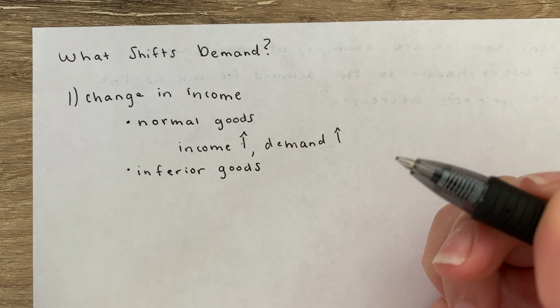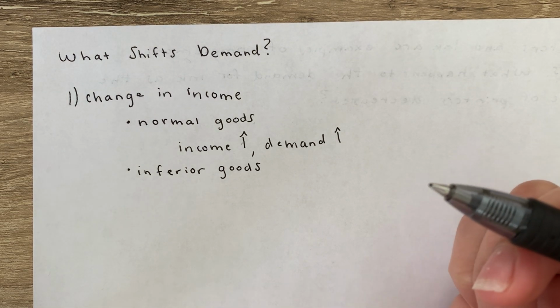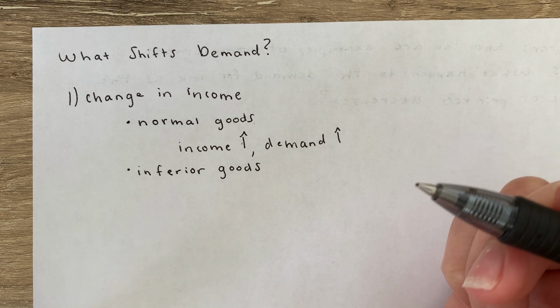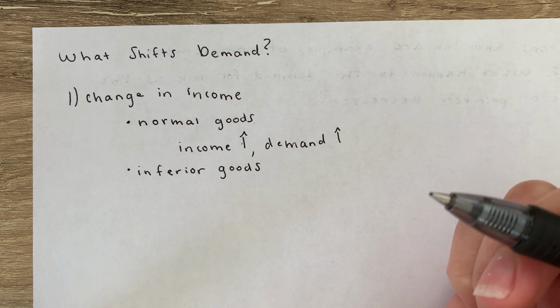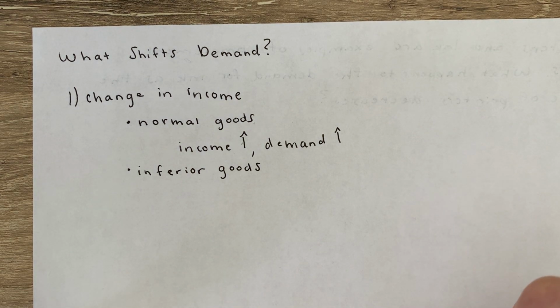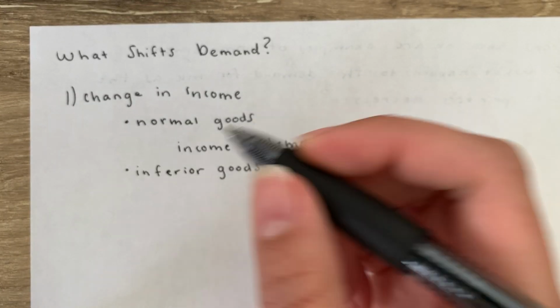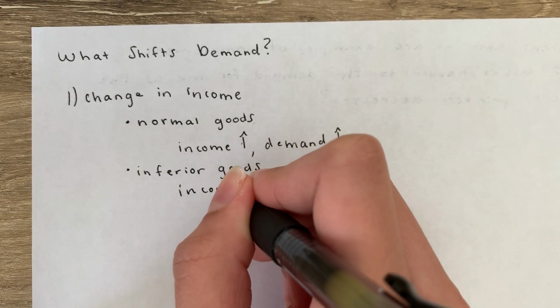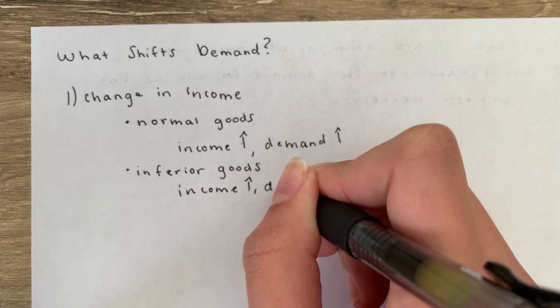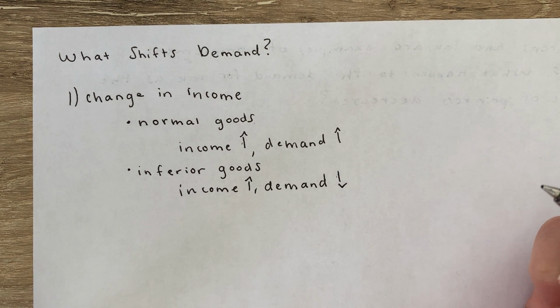Right, and then we have inferior goods. So these are things like top ramen, that don't have a lot of value to you, right? It's just things that you eat because it's cheap rather than you actually wanting it. It's because it's cheap, right? For top ramen. So when we're talking about inferior goods, when your income increases, demand for an inferior good decreases.